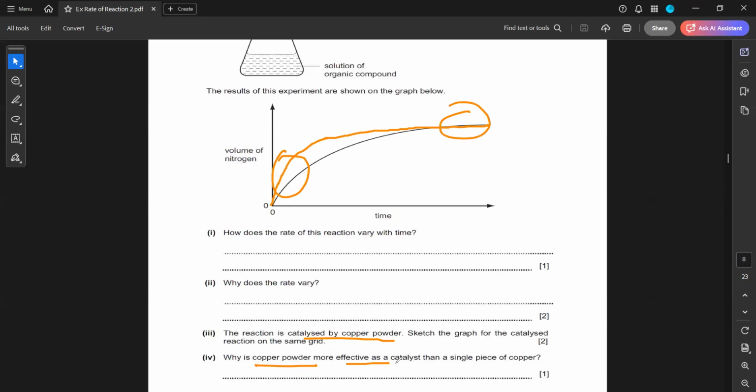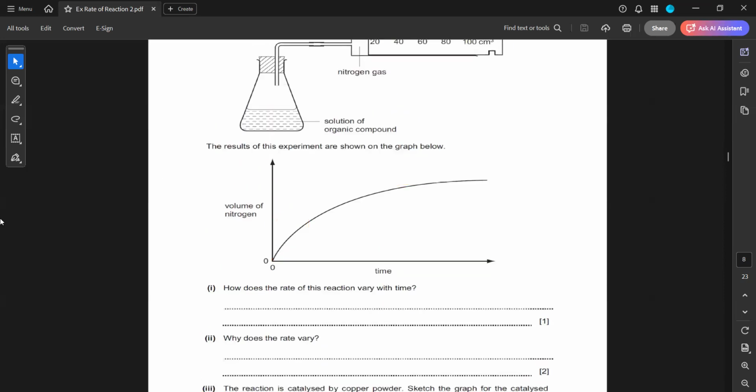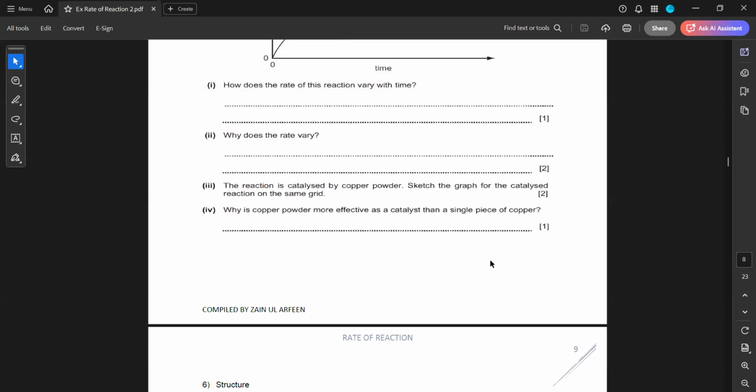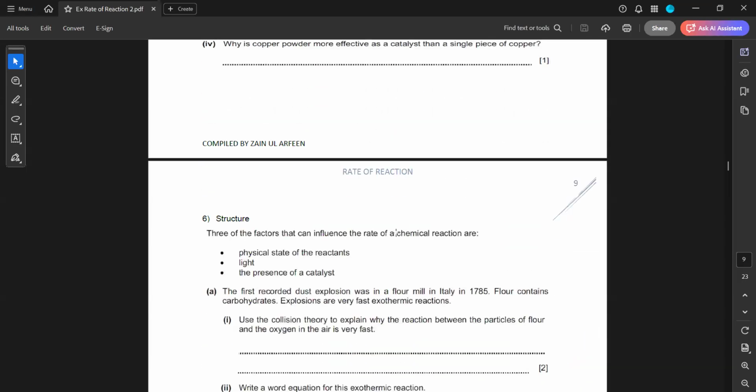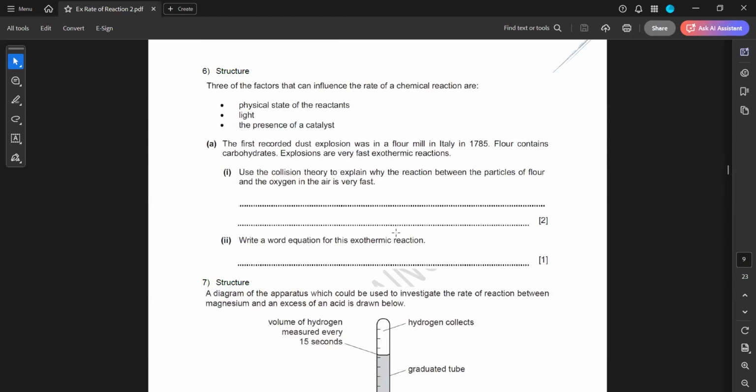Why is a copper powder more effective than a single piece of copper? Even when we are using a catalyst, if I use a large piece of the catalyst, like for example a piece of copper, and I use a powdered copper, which will be more effective? Powdered copper will be more effective, and why? Because it will have a large surface area. So the powder is more effective because it will have a large surface area.